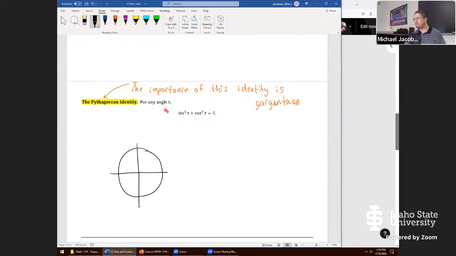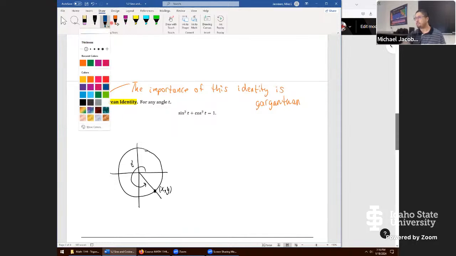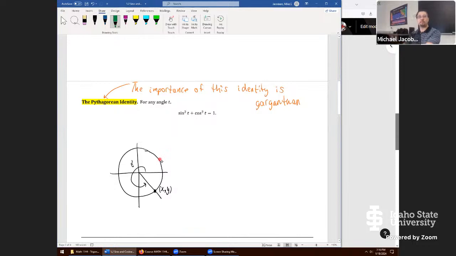It didn't have to be a positive angle. We can make it go like this. So here's the angle t. So we've got a negative rotation. We get two values, x and y, in that coordinate right there. Now, next thought is, this circle has an equation. Anyone recall what the equation would be for the unit circle?